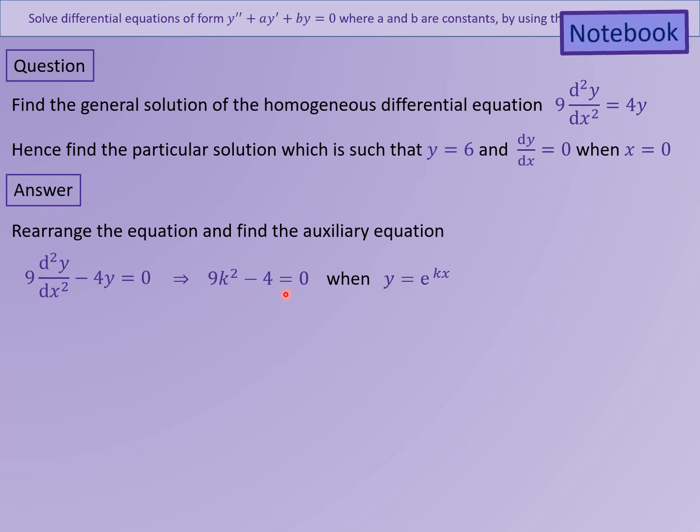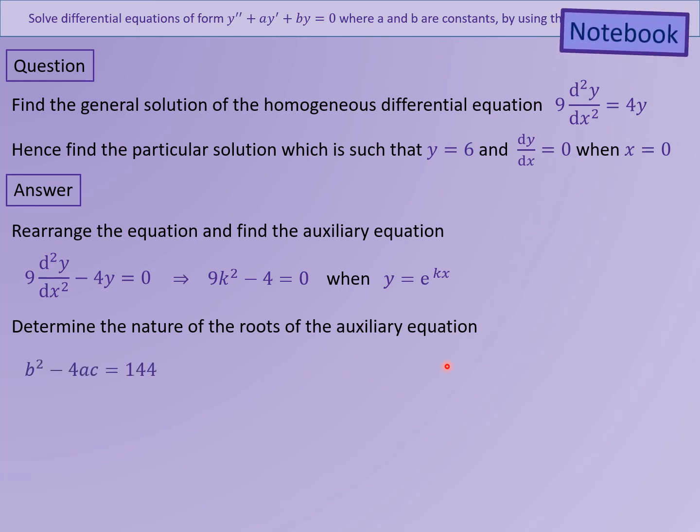Bit of rearranging, I can see I'm going to get 4 over 9, which is the same as 2/3. But we notice that the two individual roots are either plus 2/3 or minus 2/3. So the discriminant, just to check, comes out as positive. Therefore, because it's positive, your general solution is going to be in the form y equals a e to the alpha x plus b e to the beta x. So it's nice with the two distinct roots.